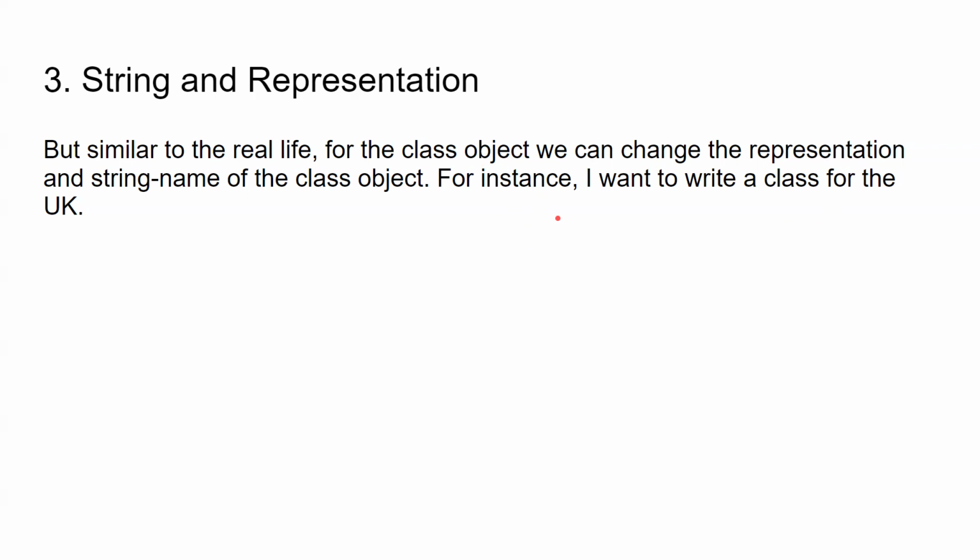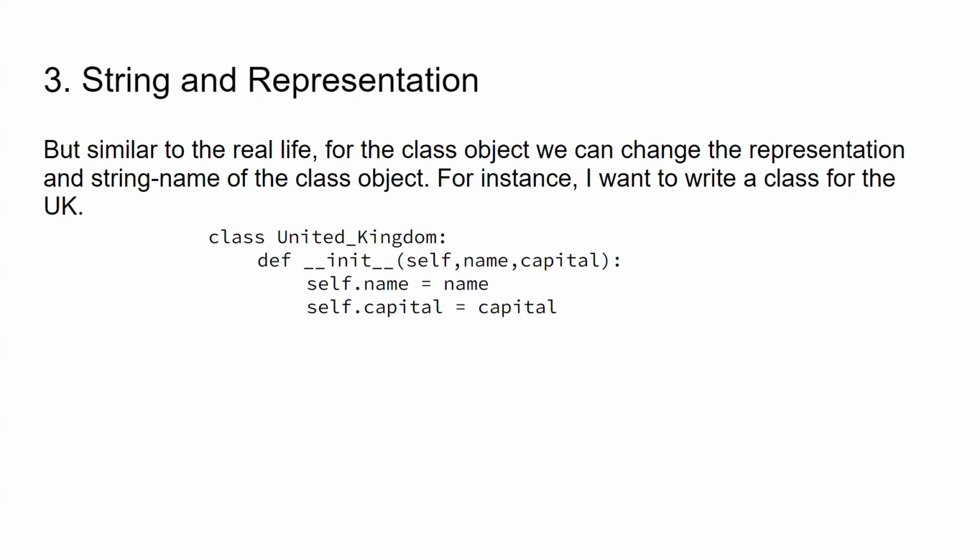So yeah, I want to write a class for the UK: class UnitedKingdom, initialize self, name, capital, self.name equals name, self.capital is capital. Then when you create an instance of UK, so UK equals UnitedKingdom, the name is United Kingdom, and the capital is London.